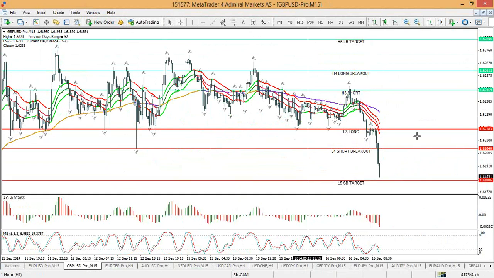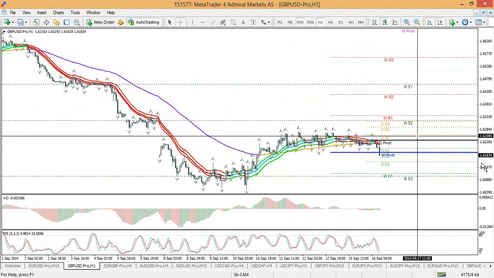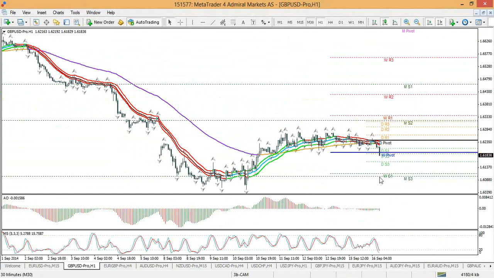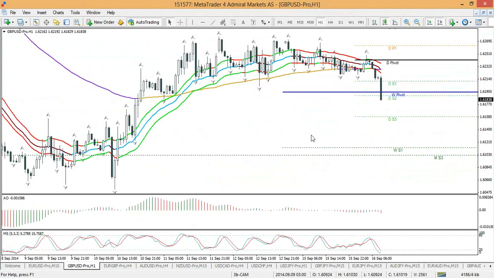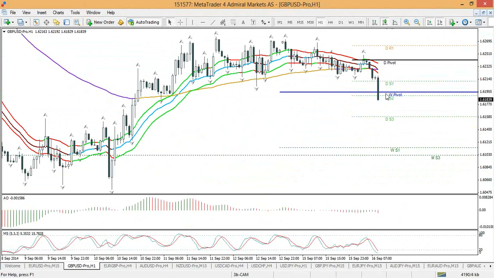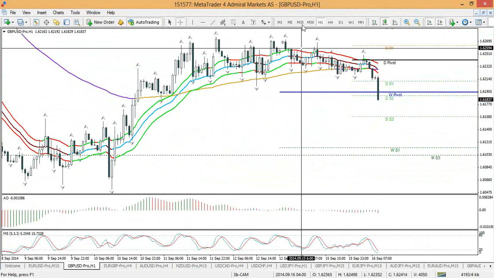You can zoom out to the hourly chart too and take a look at what's going on there. And we're breaking through the weekly actually, so daily S3 could be something to look at, for instance.